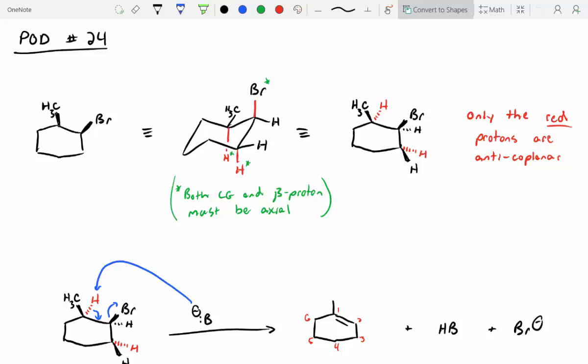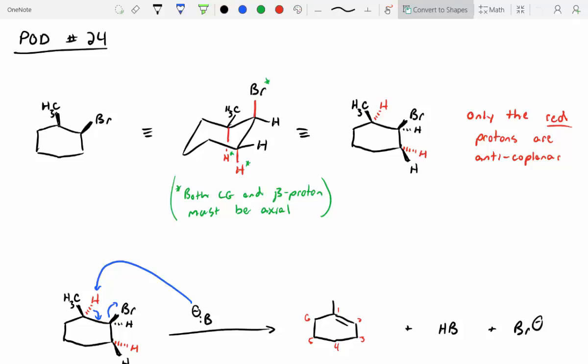So I'm going to incorporate the pod key into lecture today because it's a nice segue into lecture. So pod 24 was asking you guys to give me the reaction product or products for this reaction. And yesterday before we left, I said with cyclohexanes, it's really important that when you do the E2 elimination reaction that your leaving group is axial and your beta proton is axial, right?